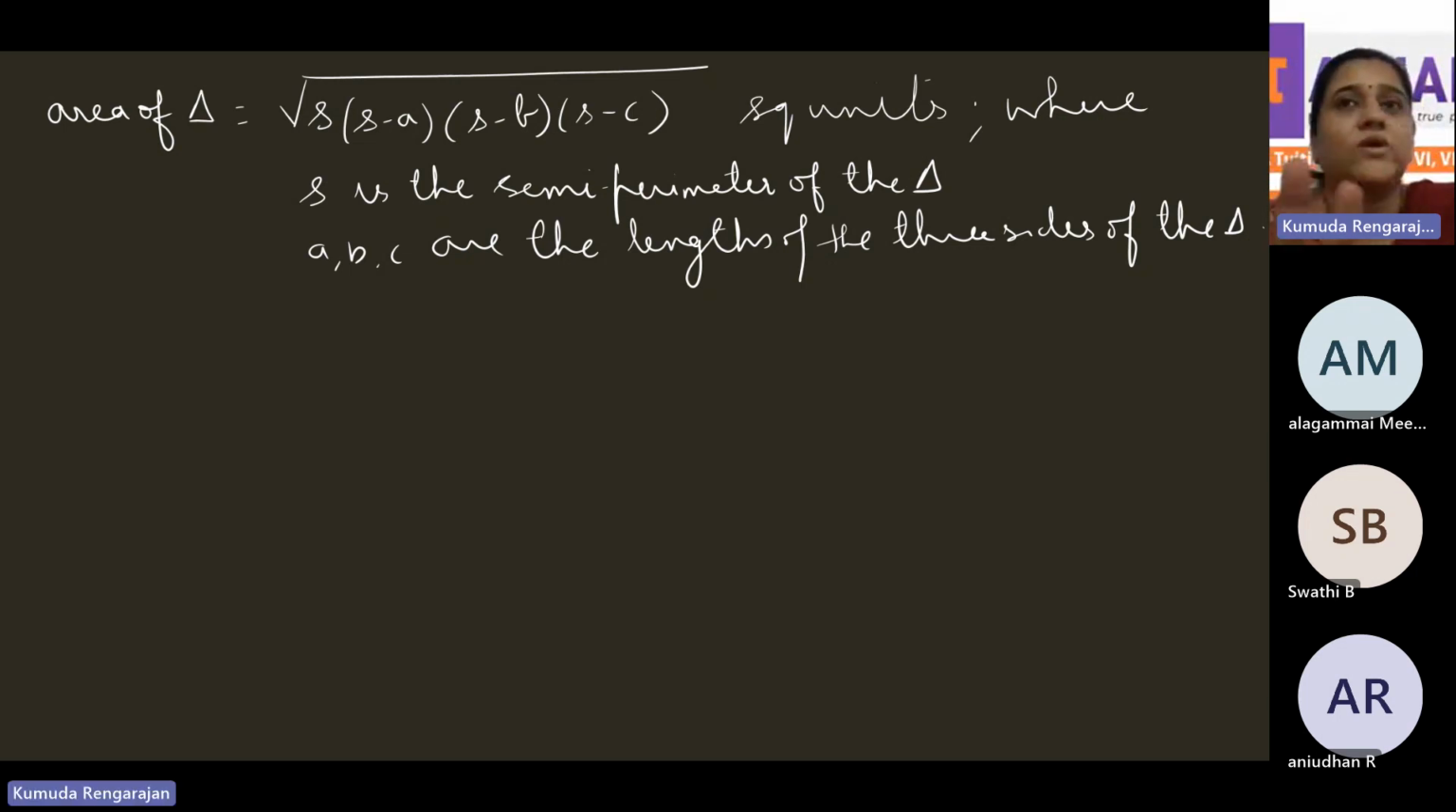Square root of s into s minus a into s minus b into s minus c square units. S is the semi-perimeter, and a, b, c are the three sides of the triangle. You can take any side as a, b or c. There's nothing like the smallest side is a or the biggest side is a. Any order you can take. Three sides, a, b, c. All right.